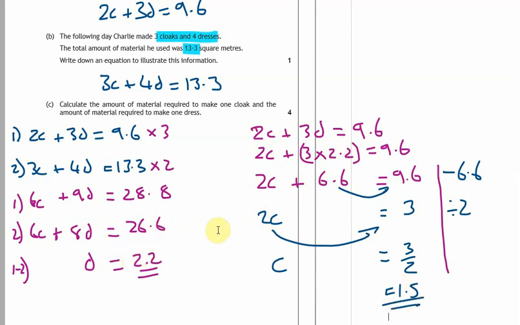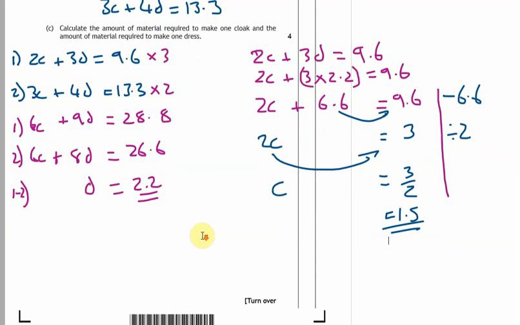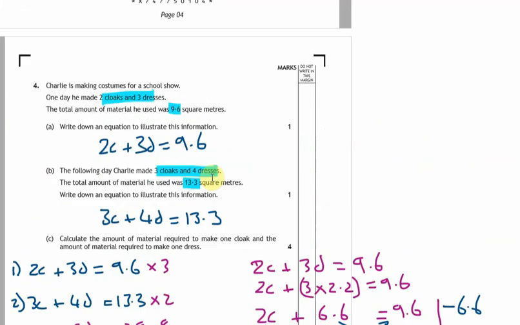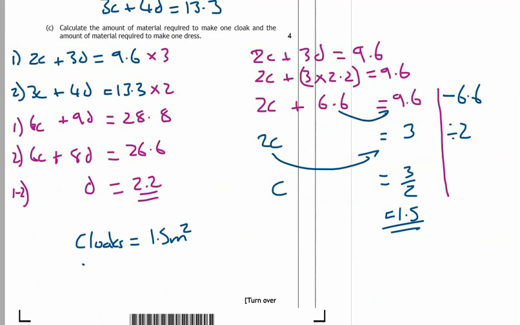Now a lot of folk would just say, boom, that's me, I'm finished. Aren't I amazing? You're not quite finished. You need to put it into English. You need to say, well, what have I actually just done? Well, I'm saying that the cloaks have used 1.5 meters squared of fabric, and the dresses are using 2.2 meters squared. And that's your final answer.